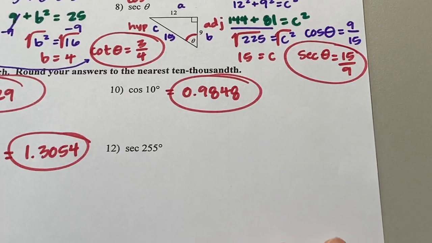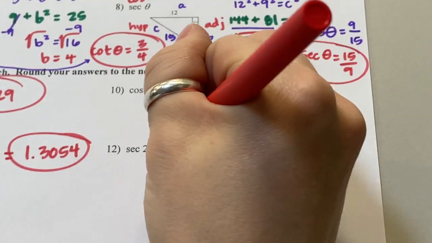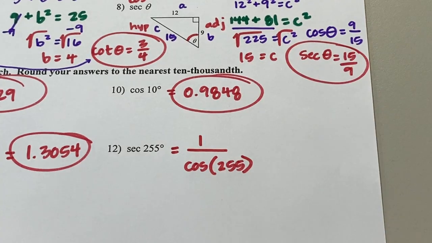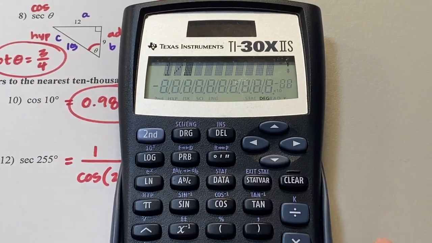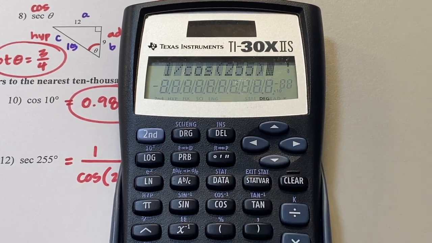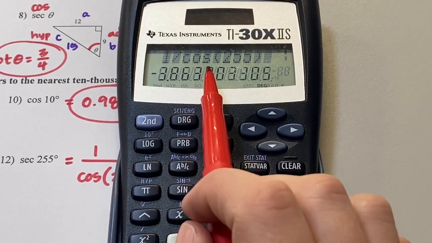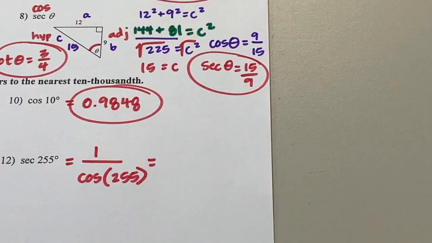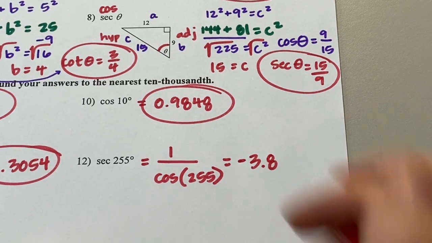Okay, so last one, number 12, secant. What is secant the reciprocal of? What button am I going to have to push on my calculator? Cosine. Okay, so this one really is 1 over cosine of 255, which is what I'm going to punch into my calculator. Boom. Ooh, we get a negative here. Interesting. Okay, so 4 decimal places. 1, 2, 3, 4. Is the 7 going to be bumped up or kept a 7? Kept a 7. It's a 0 behind it. So negative 3.8637.